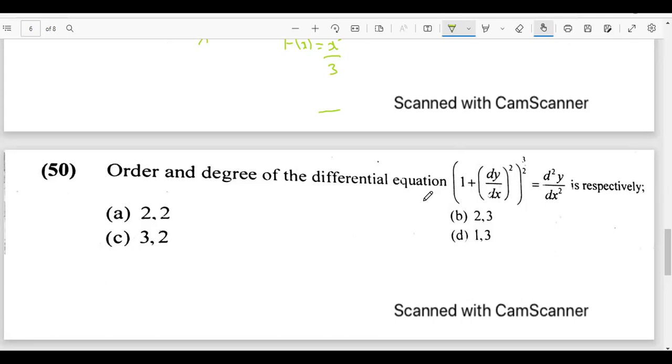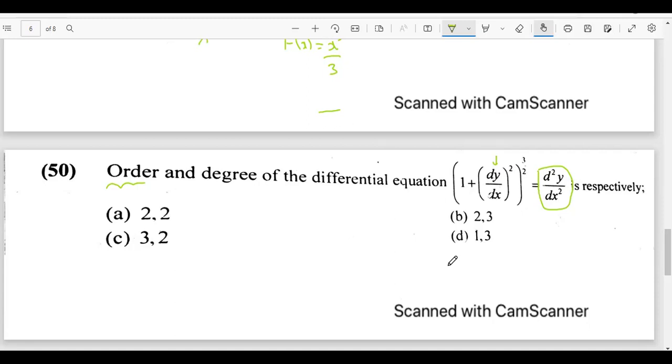Okay. So for order and degree, the order is basically the order of the derivative. Here it is 1 and here it is 2. So it is going to be 2. The order would be 2 because we are looking for the highest order, right? The order is going to be 2.